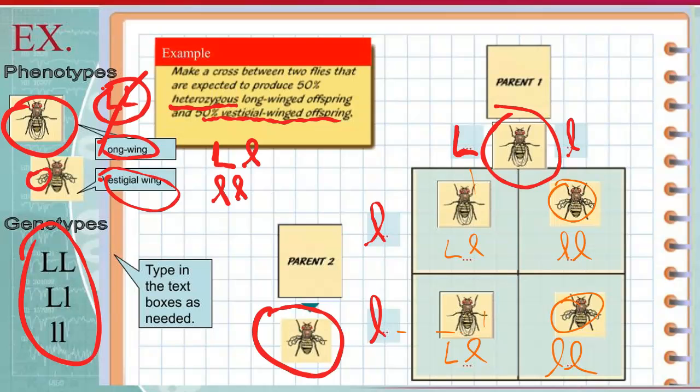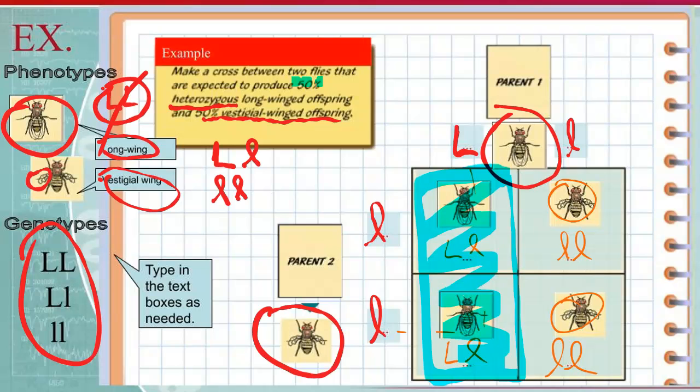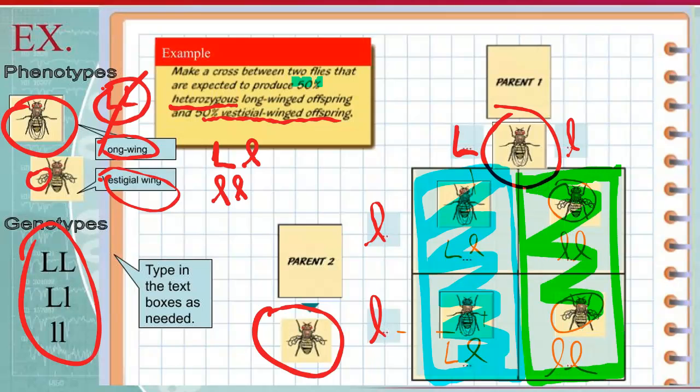So we can examine this a little bit. You can see our outcome is what we're looking for. We have to produce 50% heterozygous. So our first set of boxes here are all showing that genotype of heterozygous. And then we have to have 50% vestigial wing, which is actually homozygous recessive. And we got 50% homozygous recessive. So that is the outcome we were looking for.